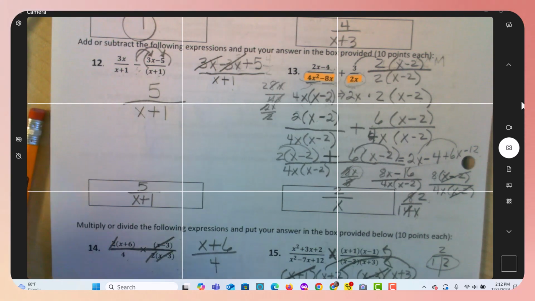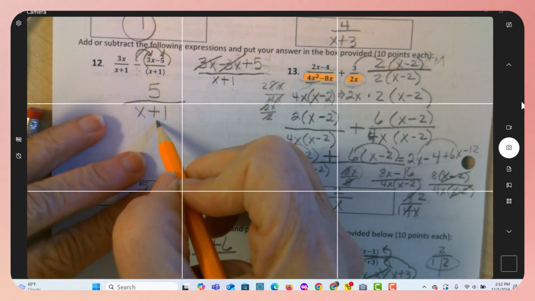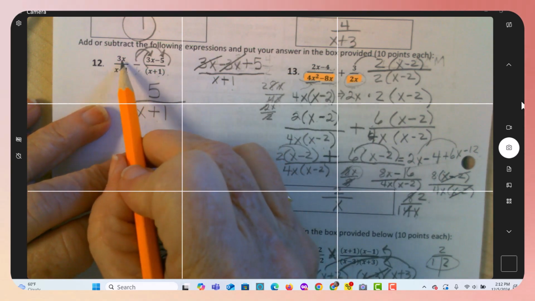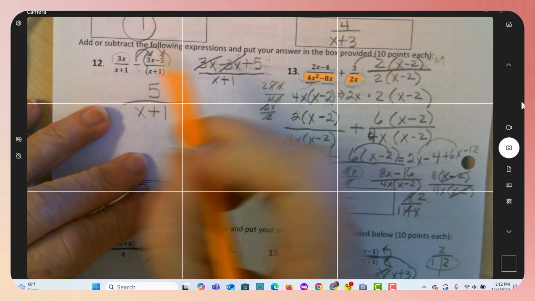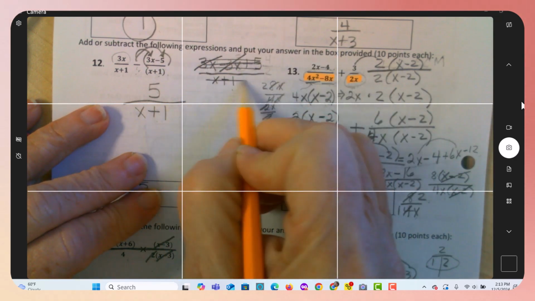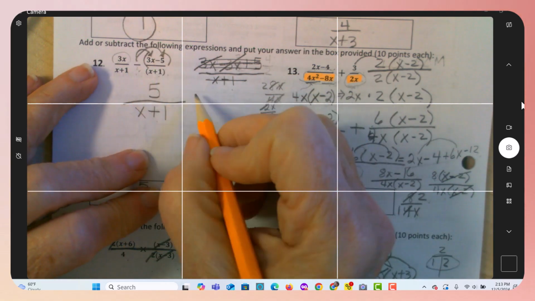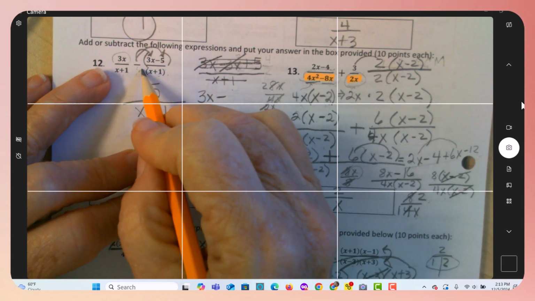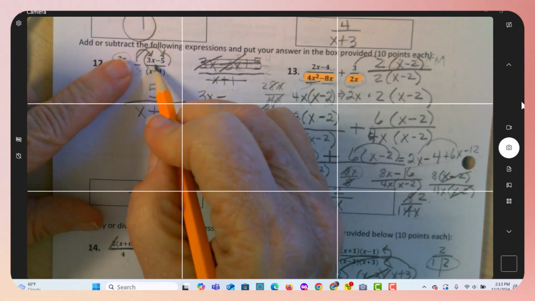All right, so we're going to start with that common denominator, and I'm going to write it down here, x plus 1. So the key is to take the numerators, start with 3x. Let me just rewrite what I marked through here underneath. We're going to start with 3x. And then we're going to subtract, because we have subtraction in between, 3x minus 5.